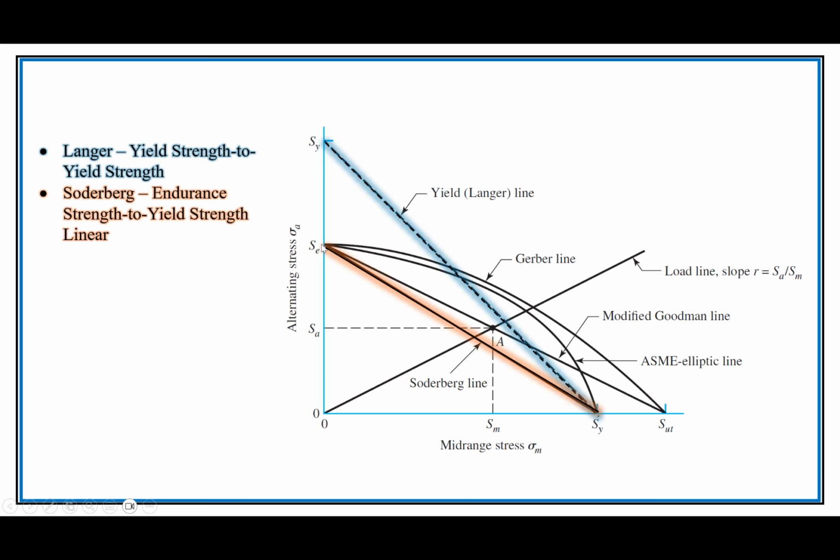So here's the Soderberg, and you can kind of see this fence. It's the most conservative because it's the lowest down. So once again, if you have a point as they're plotting right here, this could easily be sigma A and sigma M, and you're plotting this point, you can see that with this load line passing through here, you are outside the boundary of Soderberg. So for that little point A that they're showing as an example, that would not pass Soderberg. You'd have a safety factor less than 1.